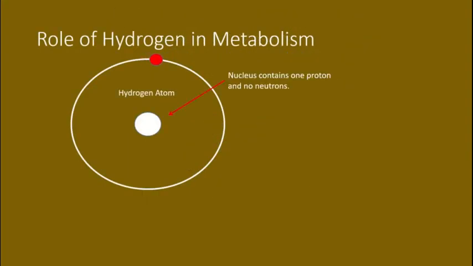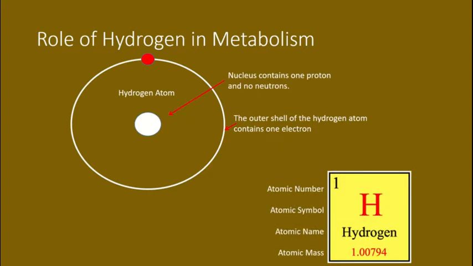So why is hydrogen so important? For starters, there are 12 hydrogen atoms in a glucose molecule. Hydrogen has 1 proton in its nucleus, no neutrons, and 1 electron in its outer shell. Recall that when reading the periodic table, the atomic number refers to the number of protons. Protons and neutrons have mass, but electrons do not. Since hydrogen has a mass so close to 1, it virtually has no neutrons.